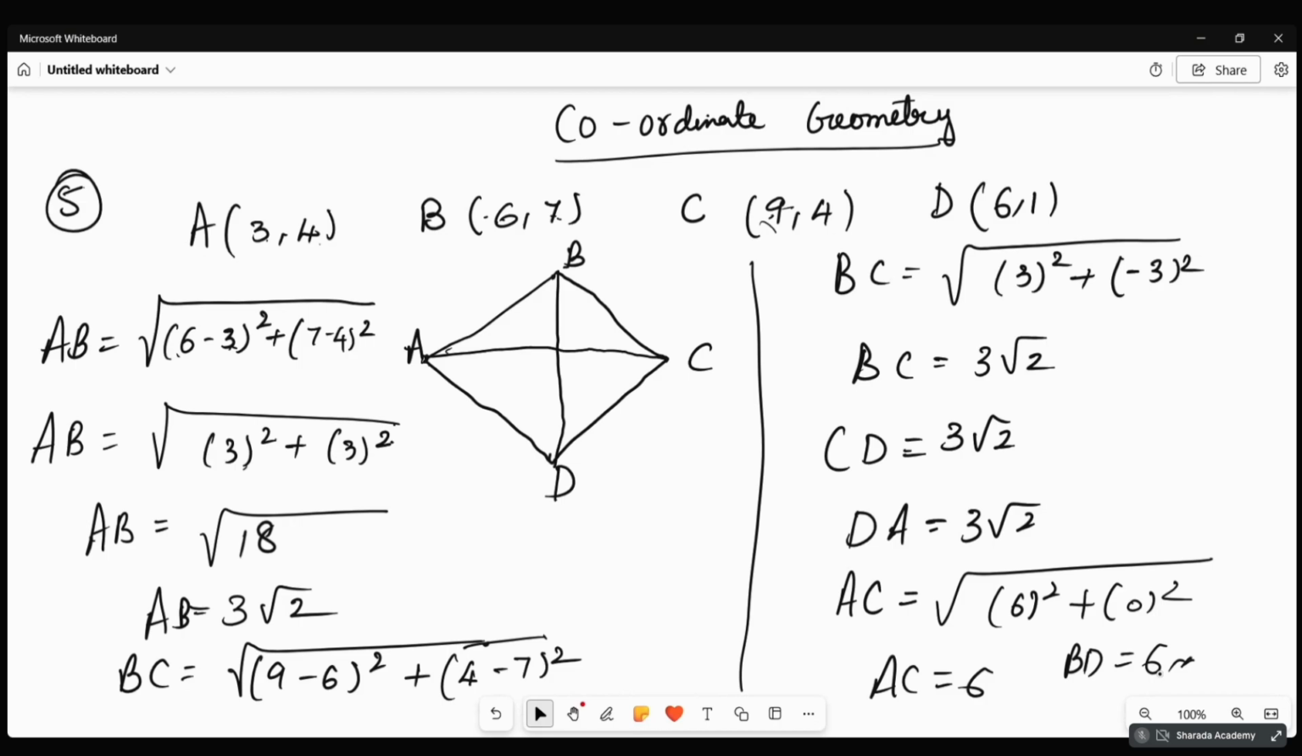So that means what? Diagonals are equal and all the sides are equal. Therefore, it is a square. Okay. So always remember, if all sides are equal and diagonals are equal, then we can write it as square. Here we are using the properties and also the distance formula to find that. Okay.